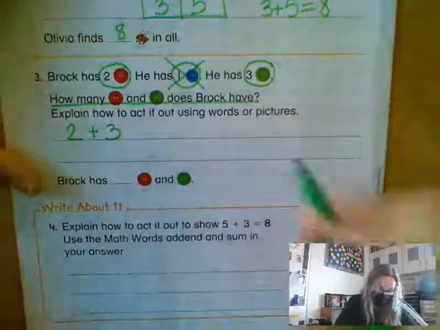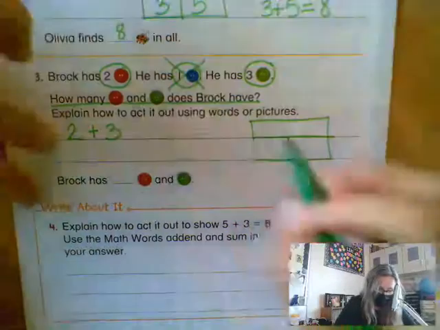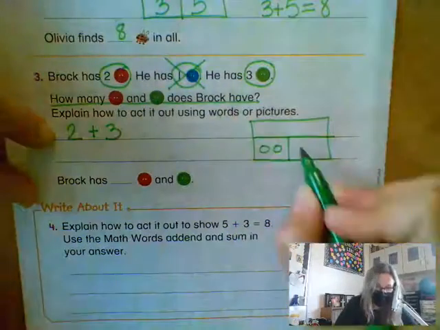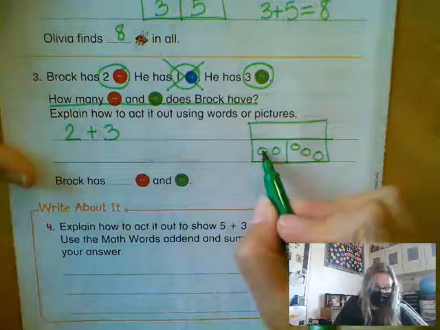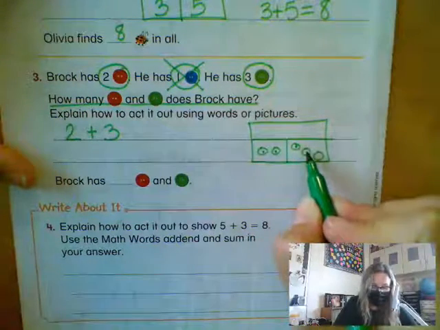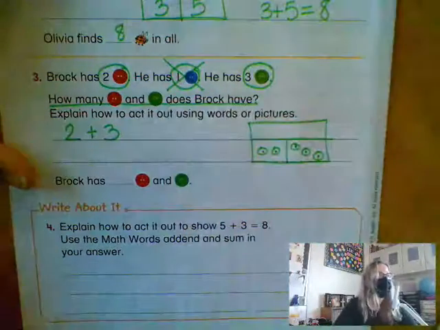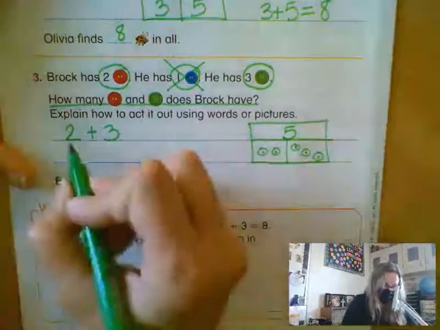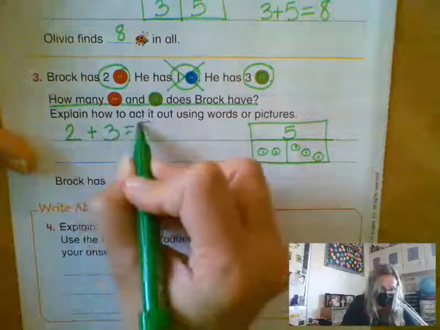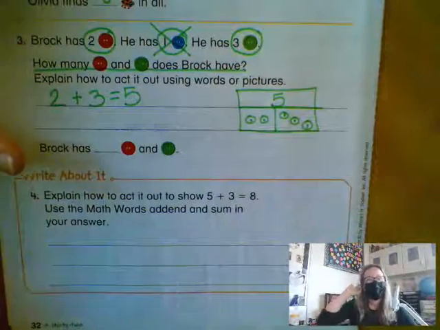If I were to draw that out in my part, whole chart, I have 1, 2, and 1, 2, 3. Everyone count with me. Here we go. 1, 2, 3, 4, 5. So in the whole basket of buttons, he has 5 red and green. So addend plus addend equals sum. Part, whole.